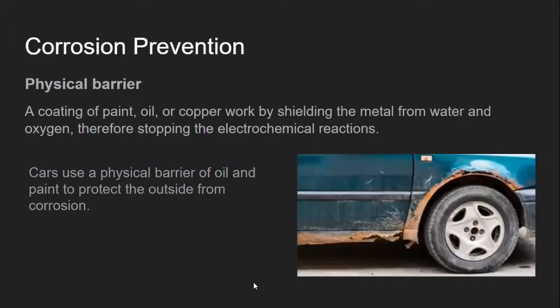So what are some ways that people prevent corrosion? Well, one way is using a physical barrier, such as a coating of paint, oil, or copper that works by shielding the metal from the water and oxygen, and therefore stops the electrochemical reactions from taking place. Cars usually use a physical barrier, such as oil and paint, to protect the outside from corrosion.